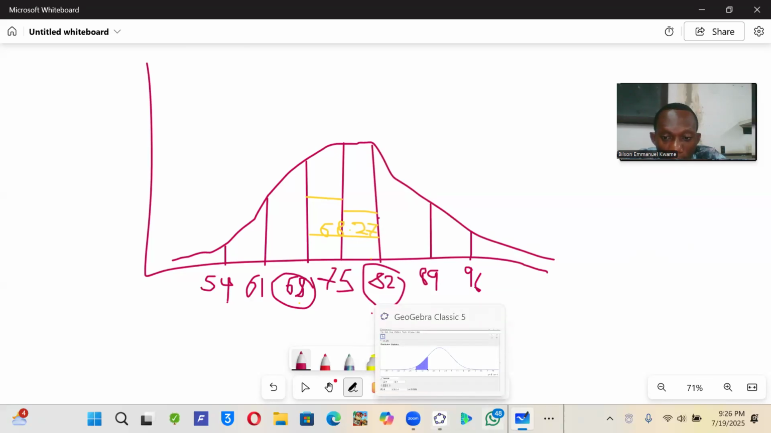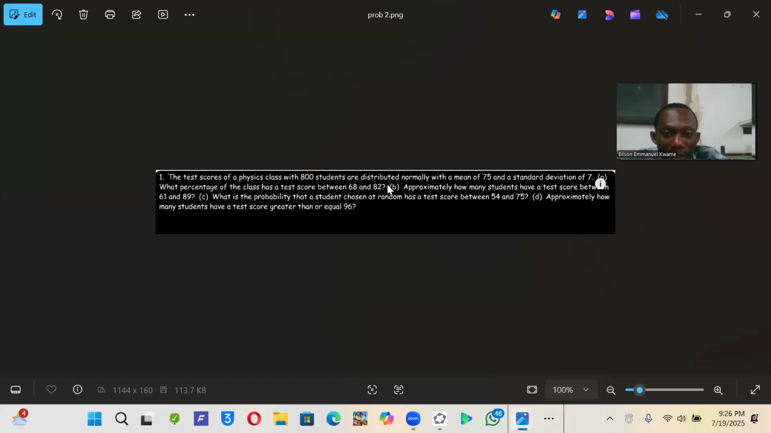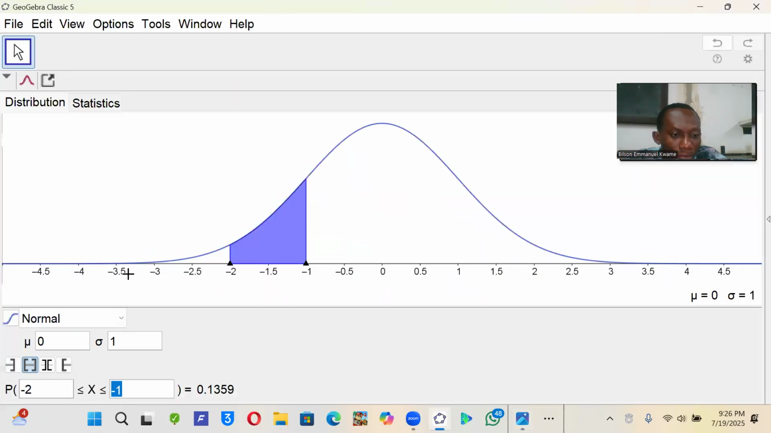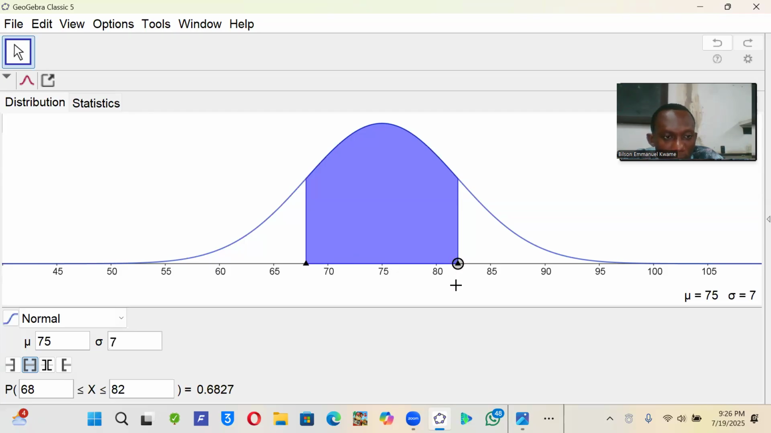Now let's go to the GeoGebra app. Let's refer to our question again. This is our question. We know that the mean is 75 and the deviation is 7. So we come to our GeoGebra app. We type in the mean is 75, right? Then the standard deviation is 7. Do you get it? Then we key in enter. If we key in enter, we have values here. Let me see whether there are values showing here, right? But I'm coming.